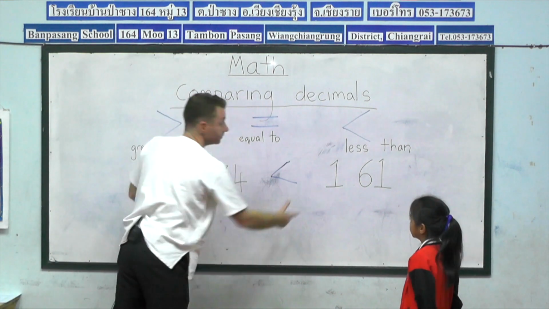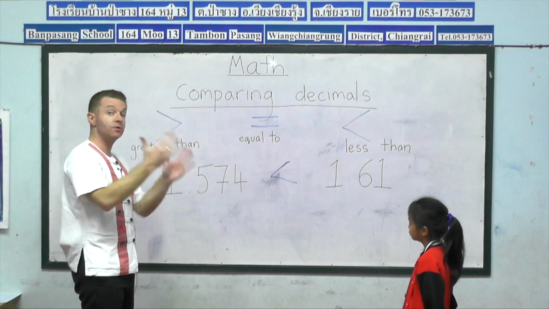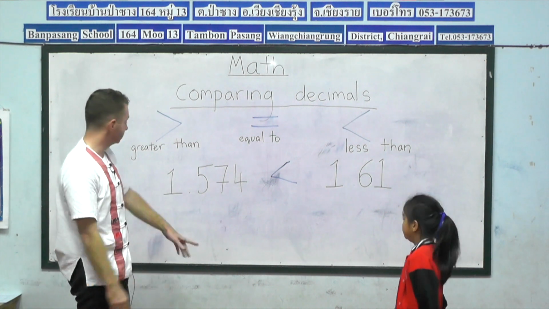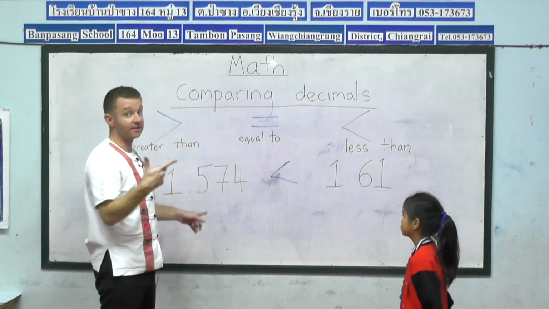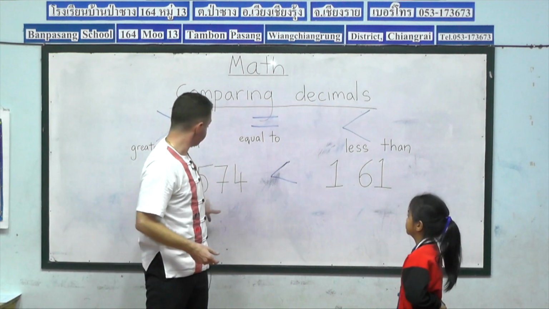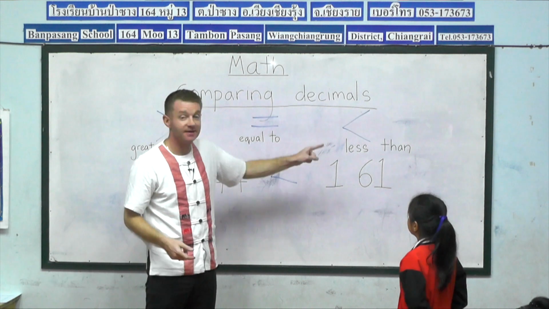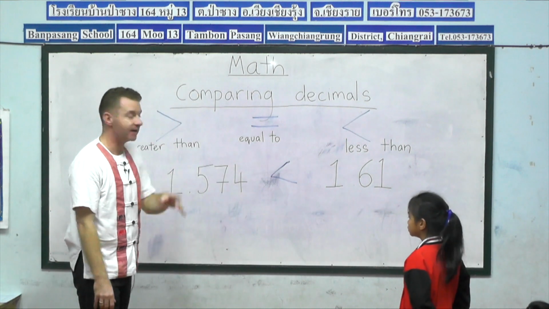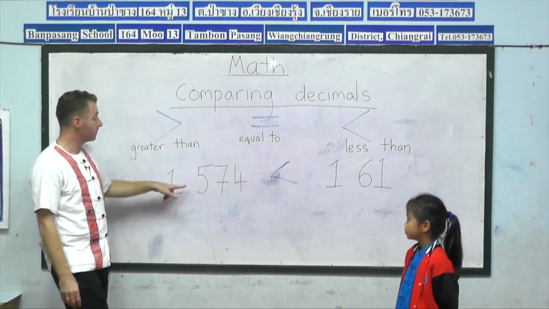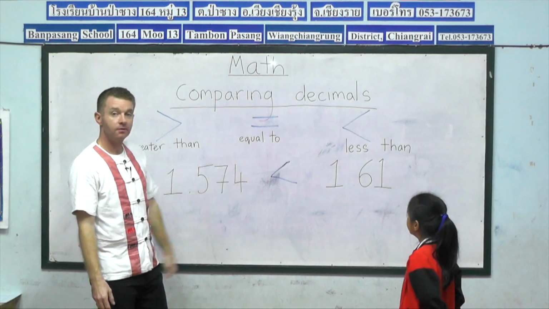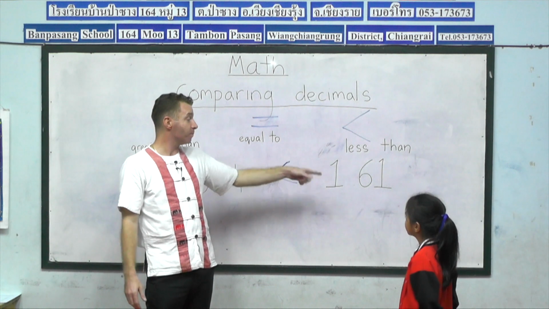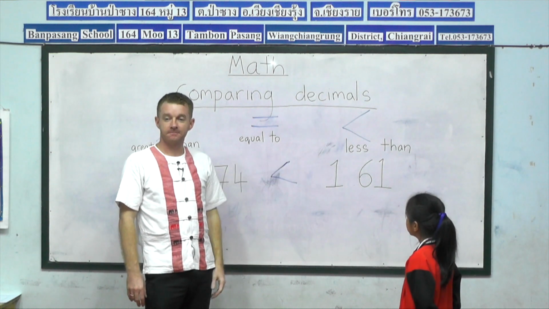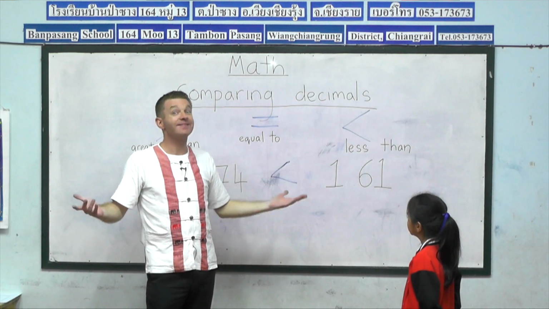Now, 1 and 1 are the same. So then we move on to the decimal places. 5 and 6. And Prel has correctly demonstrated that 5 is less than 6. So we say 1.574 is less than 1.61. And that's how we compare decimals.